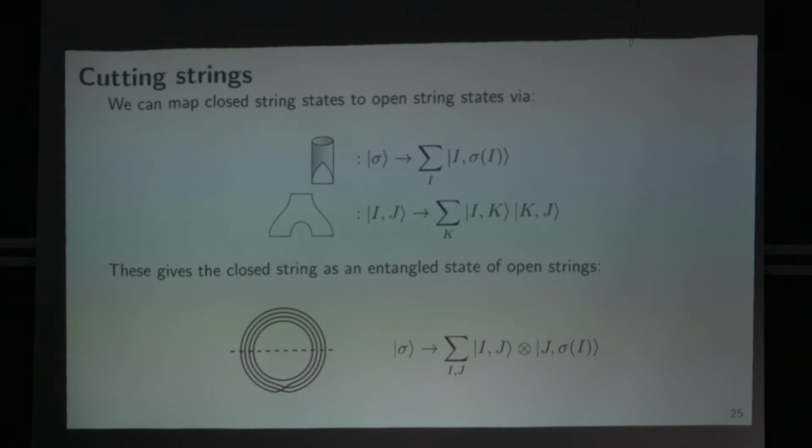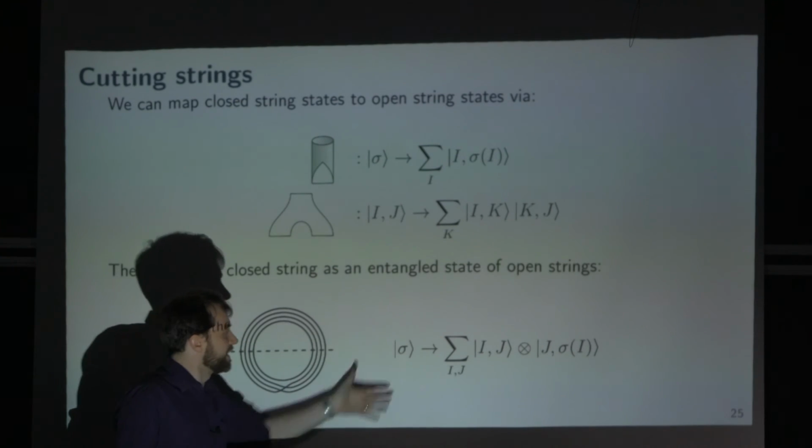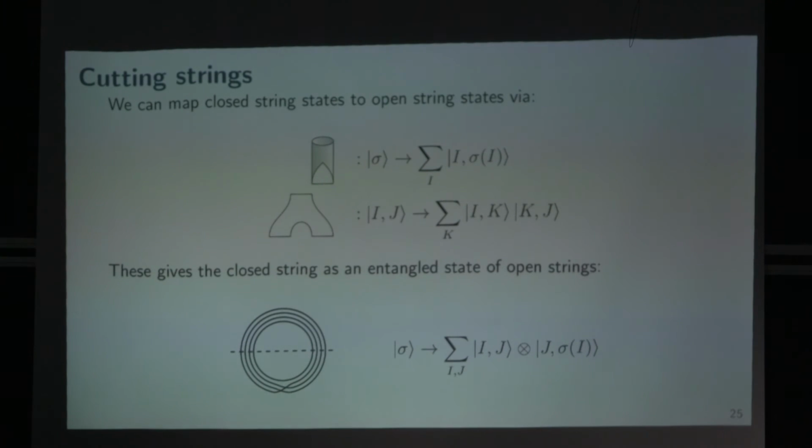And what this allows me to do is, if I take any closed string state, I can describe it now as an entangled state of open strings. So this is the rule that tells me just how to cut open my closed strings. Okay.